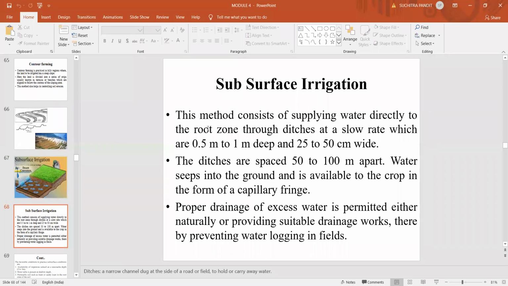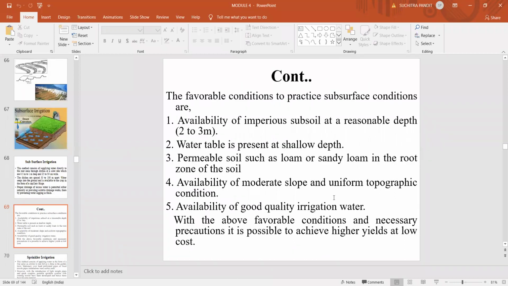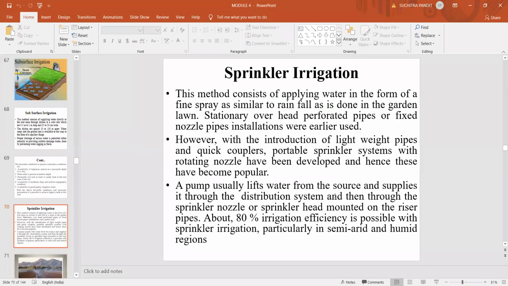And the subsurface irrigation method. This method consists of supplying water directly to the root zone through ditches at a slow rate, which are about 0.5 meter to 1 meter deep and 25 to 50 centimeter wide. The ditches are spaced 50 to 100 meters apart. Water seeps into the ground and is available to the crop in the form of capillary fringes. Proper drainage of excess water is permitted, either naturally or by providing suitable drainage works, thereby preventing waterlogging problems. So this is about the subsurface method of irrigation.